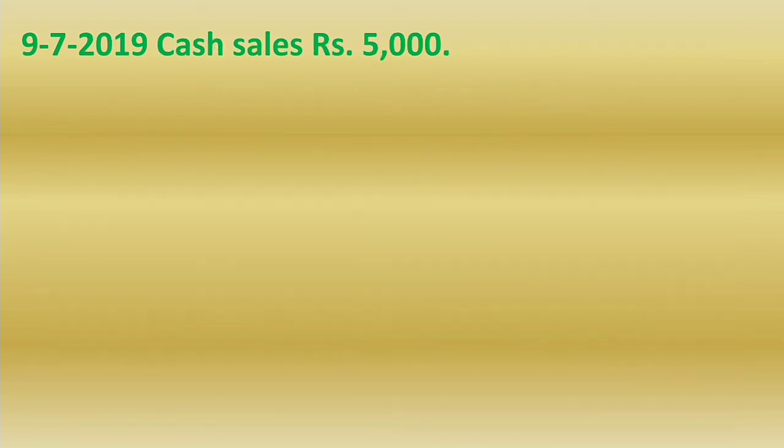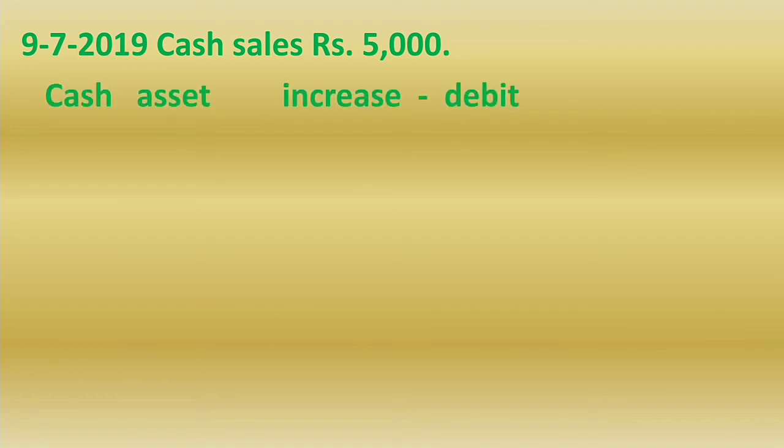Okay. Now the next one. Cash sales rupees 5,000 means sold goods for cash. The business received cash. Then the first account is cash account. Cash is an asset. Received cash means cash balance increased or asset value increased. Asset increase, then debit asset account, then debit cash account. It is sales. So next account is sales account.